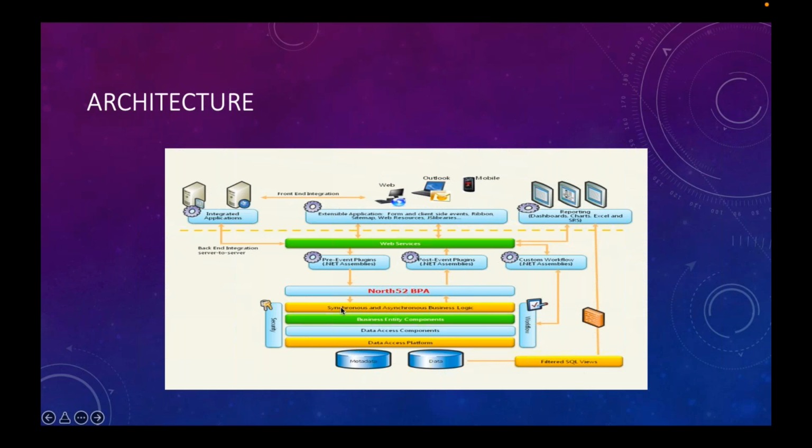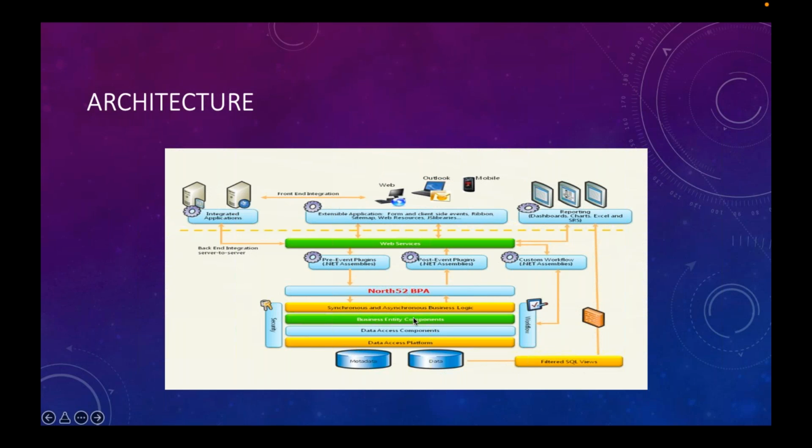There are two types of plugins: synchronous and asynchronous plugins. When we register a plugin, while doing the registration, we choose whether to go for a synchronous plugin or an asynchronous plugin. Based on the type we have chosen, the performance will vary. I will explain exactly what synchronous and asynchronous mean when we do plugins. And business entity components.